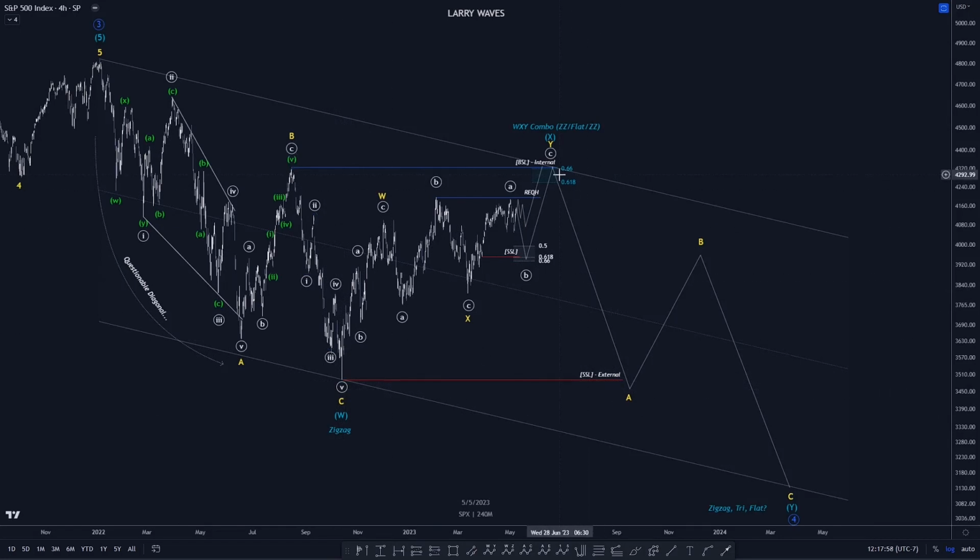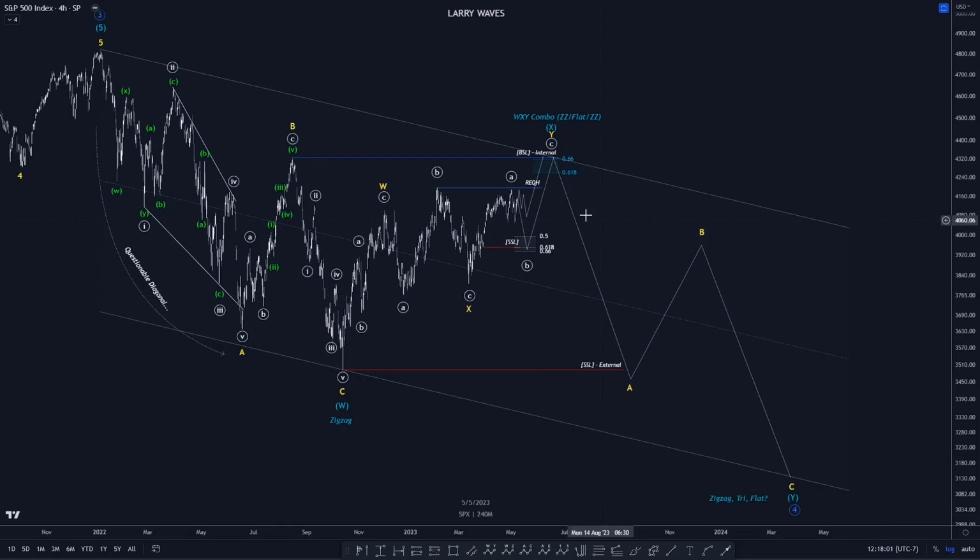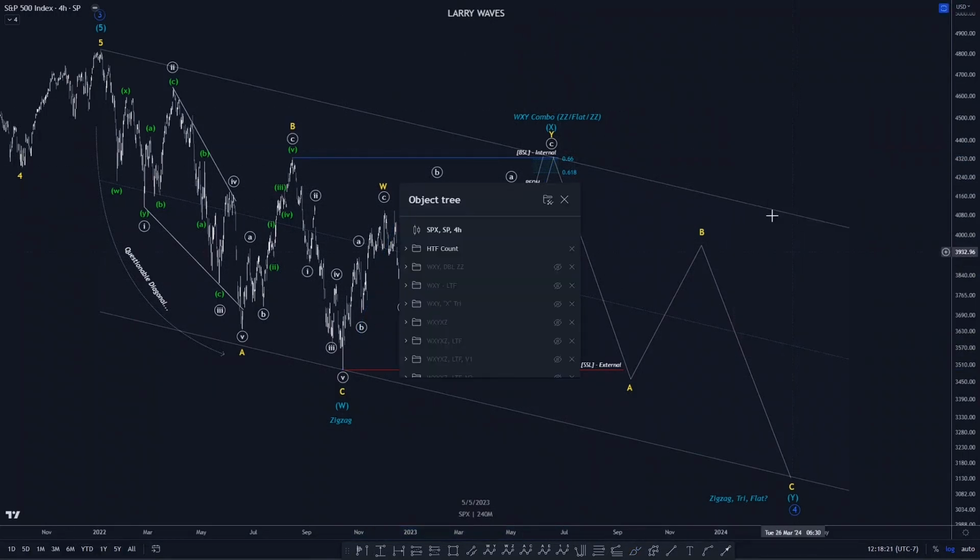So at this time, we have an up count and a down count that we're truly monitoring right now. But this is what I am kind of looking forward to at this point, because I do see this as being a very corrective structure right here. It's just very corrective. And I can see this as a WXY, which is something that we'll be looking for in the futures market here this week and next week, which I can go ahead and discuss now.